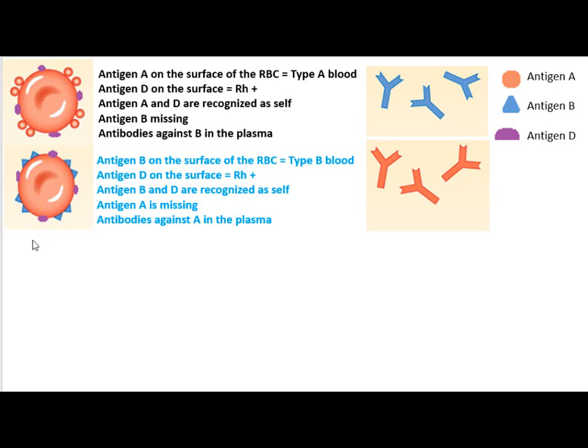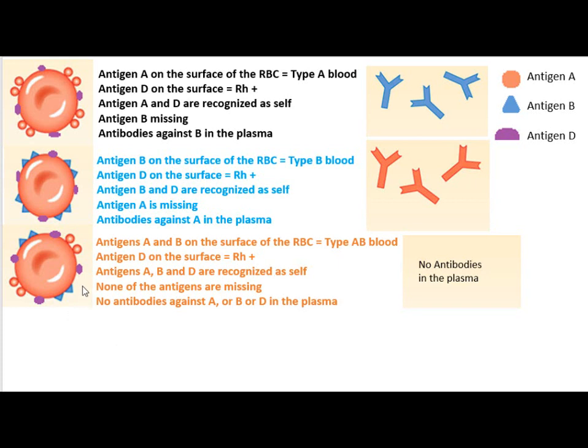Same thing with this one. This one has B and D antigens. So our conclusion is that this is B plus blood type. What is missing? A. So it's going to have antibodies against A in the plasma, so it will attack any blood cell that contains A.